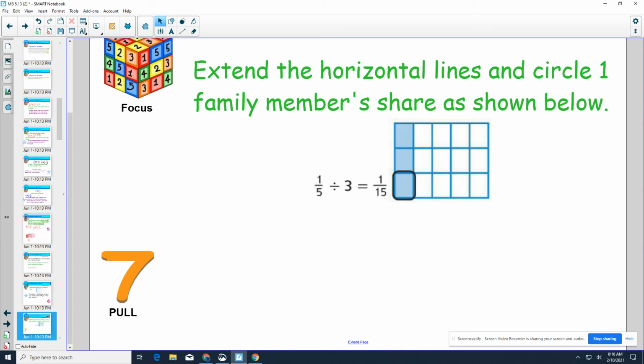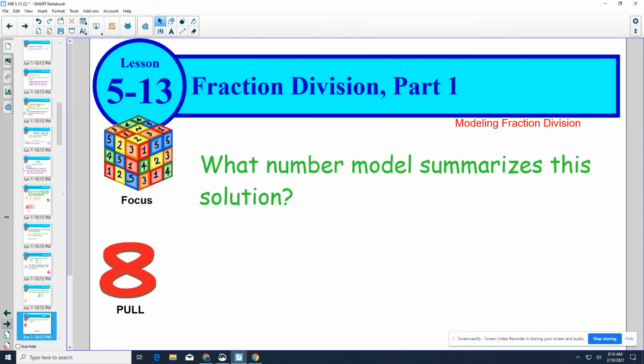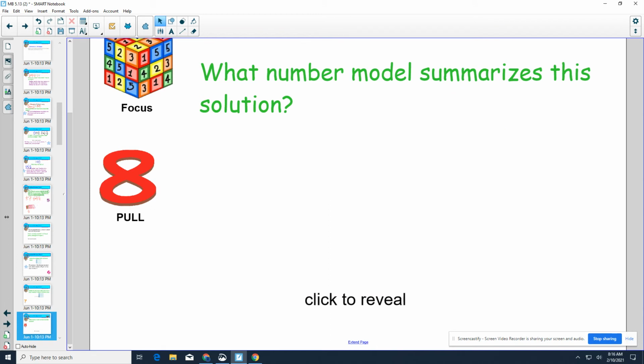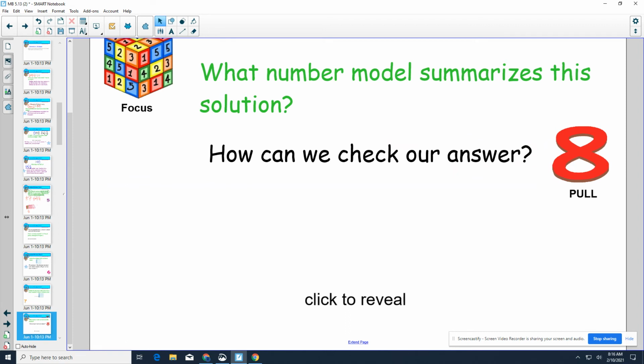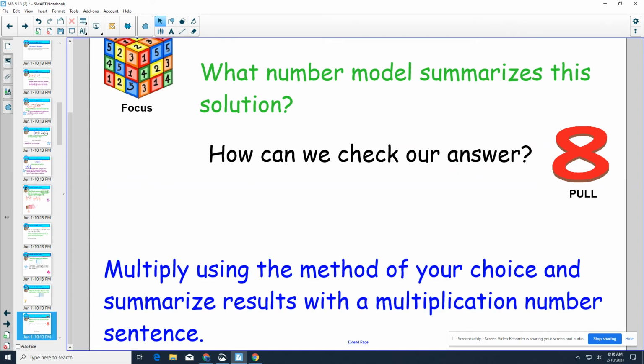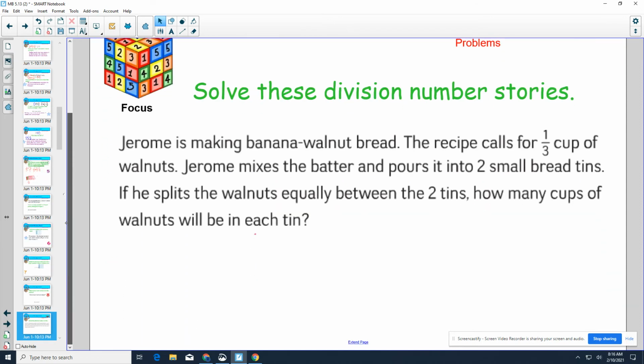So you can see here that when they made all their lines there, they split the whole thing into thirds. We divided the whole thing into thirds, or divided by 3. We can see that each person was going to get 1/15. What number model summarizes the solution? And how can we check our answer? So we could multiply using the method of our choice and summarize results with multiplication number syntax. So we could simply multiply our divisor by our quotient to see if it equals our dividend.